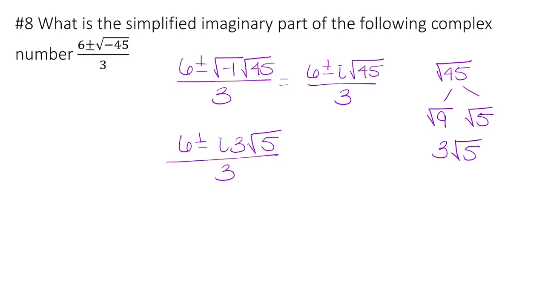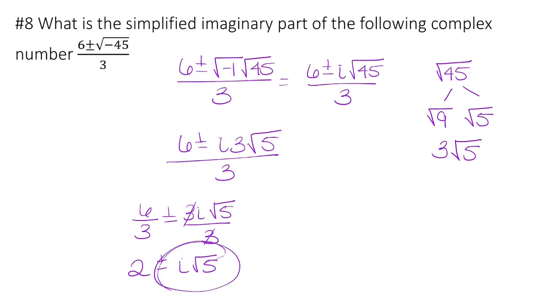So to simplify this, I'm going to separate this into two separate fractions. So I have 6 over 3 plus or minus 3i square root of 5 over 3. Well, what's going to happen now is this 6 over 3 is going to become a 2, and then I have plus or minus, and this 3 and 3 cancel, so I have i times the square root of 5. So notice in this problem, it's only asking me for the simplified imaginary part, right? It's not asking me for the entire problem. So the simplified imaginary part is going to be just this. So I can just write that as i times the square root of 5. And that is my final answer.